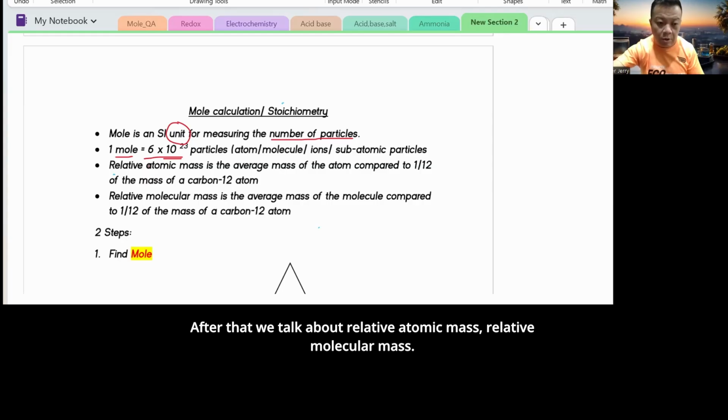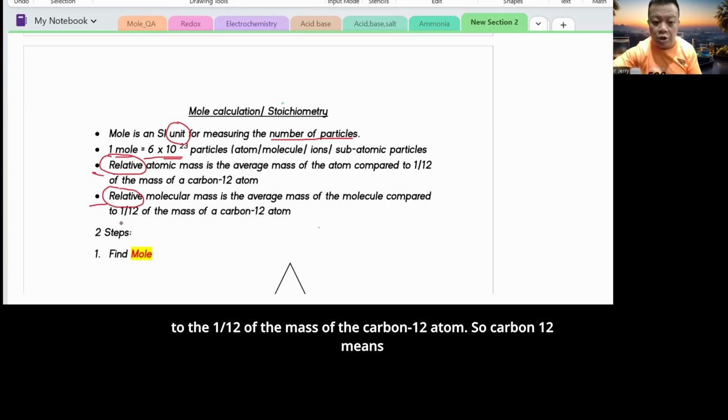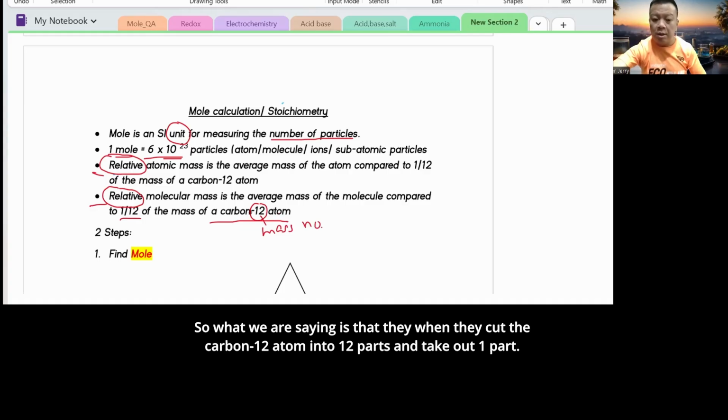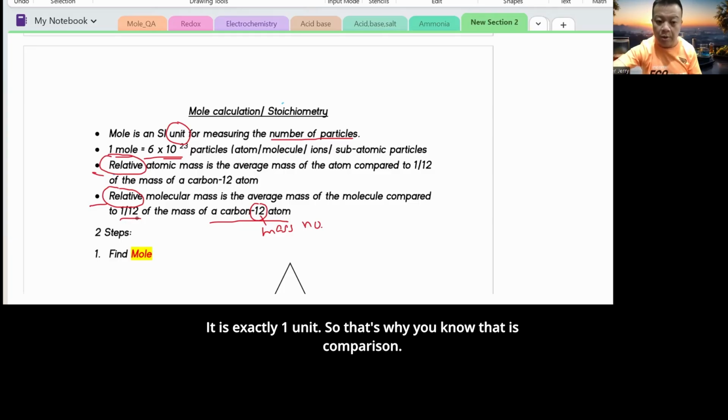So after that, we talk about relative atomic mass and relative molecular mass. The word relative, as we mentioned in atomic structure, means it's not the real mass, it's just a comparison. So we compare to what? We compare to 1/12 of the mass of a carbon 12 atom. Carbon 12 means we're looking at the mass number that's 12, right? Because carbon has other isotopes. So what we are saying is that when they cut the carbon 12 atom into 12 parts and take out one part, it is exactly 1 unit. So that is why we take that as a comparison.